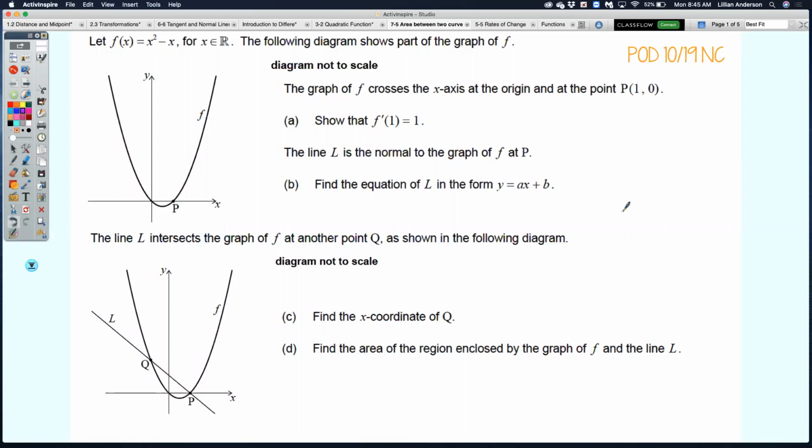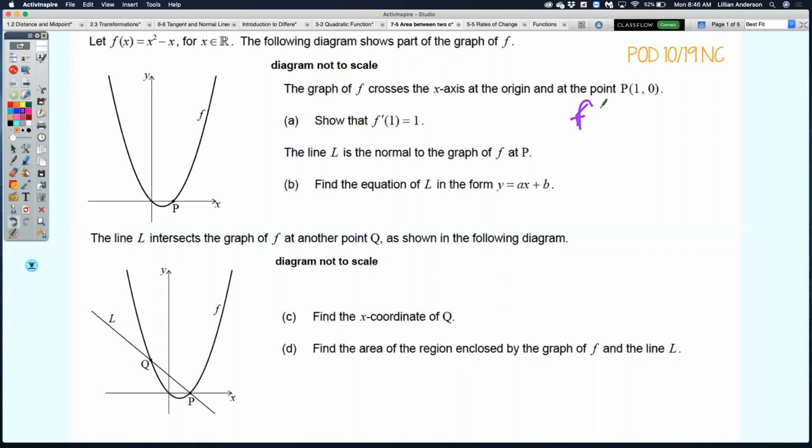Remember, in any show problems, you have to do the mathematical process to get that answer, okay? So if f prime means derivative, that means we need to find the derivative. Somebody online, what's the derivative of x squared minus x? 2x minus 1. It's 2x minus 1.